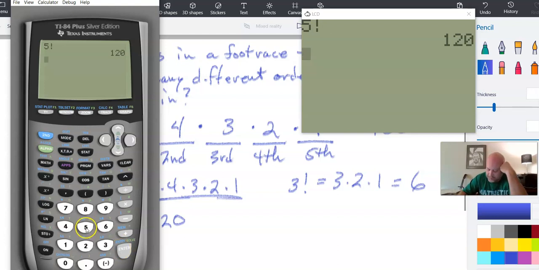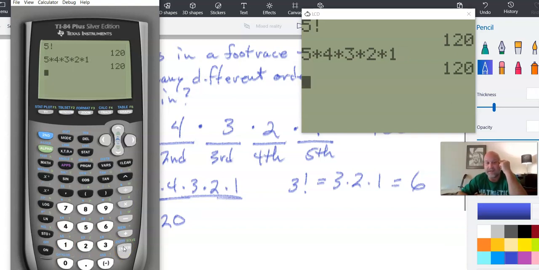And you could also do this. Oops, I think I hit divided on those last few. Let's try that again. There we go. And it should come out to 120 also, right? So it is doing what it says it does.